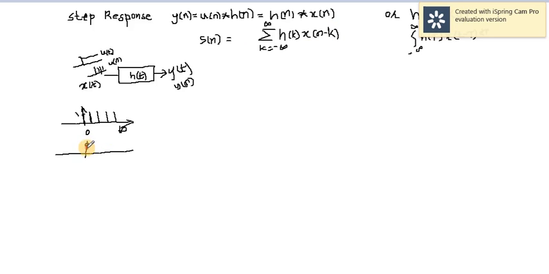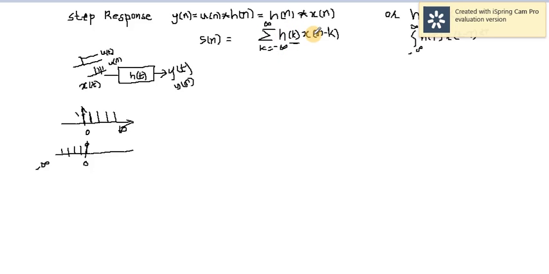Let's write the x of n minus k signal. This x of n minus k signal is running from 0 to minus infinity for the time being, and this signal is getting convolved with h of k. And this h of k, let's say it is the unknown signal. It will be given in the problem. Let's say it is unknown.